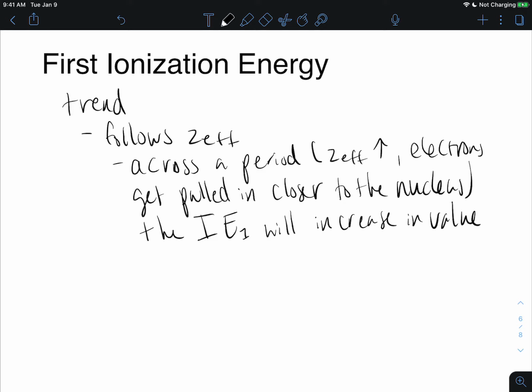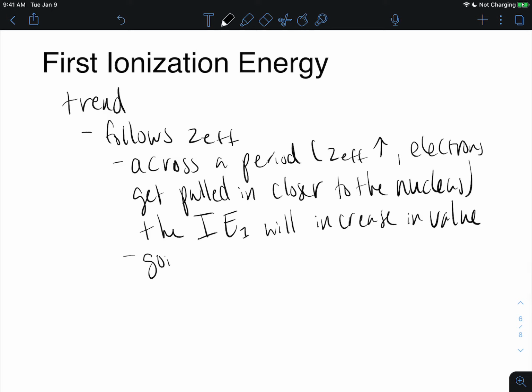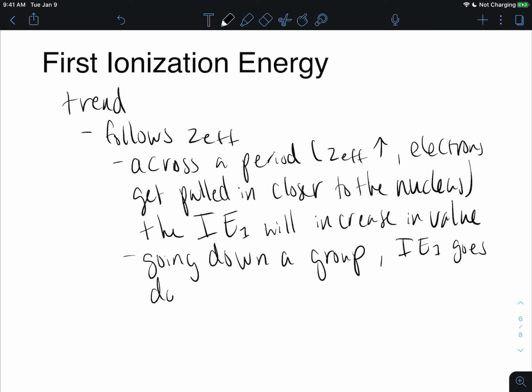And then going down a group, we're going to decrease in our ionization energy, again following our effective nuclear charge. So going down a group, our first ionization energy goes down. It gets smaller. So it becomes easier to remove an electron.